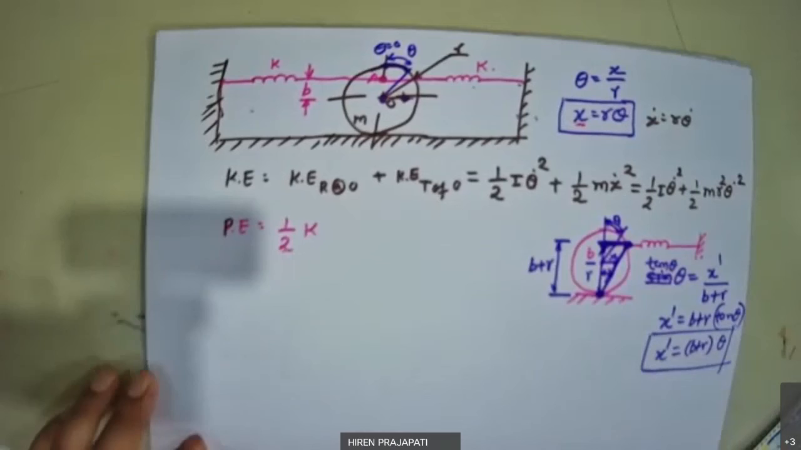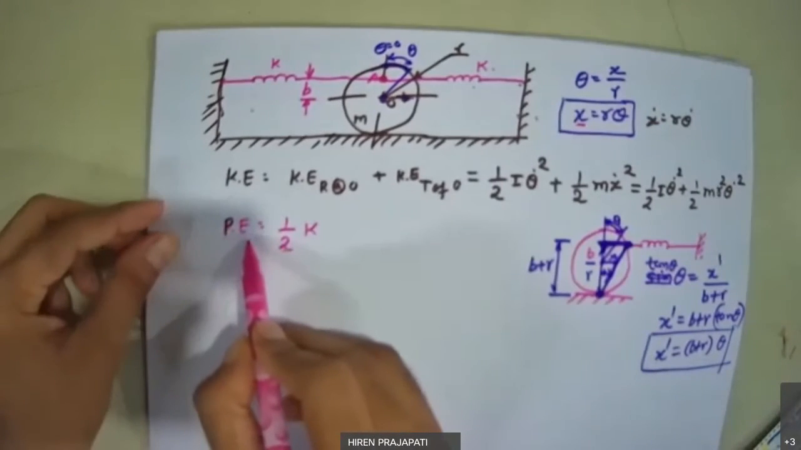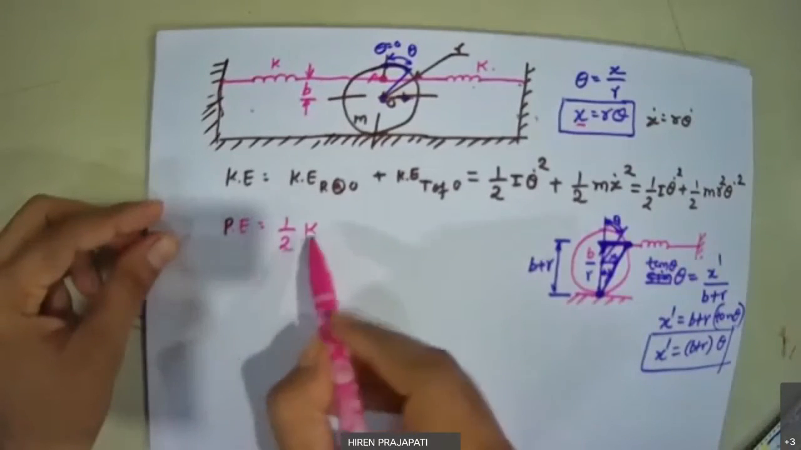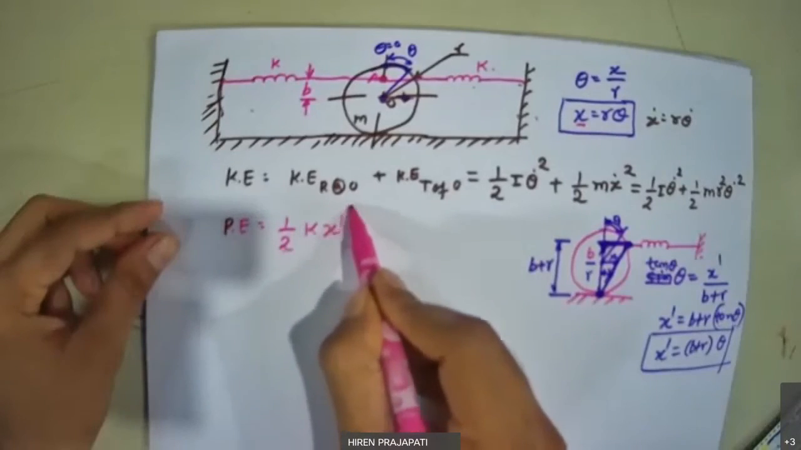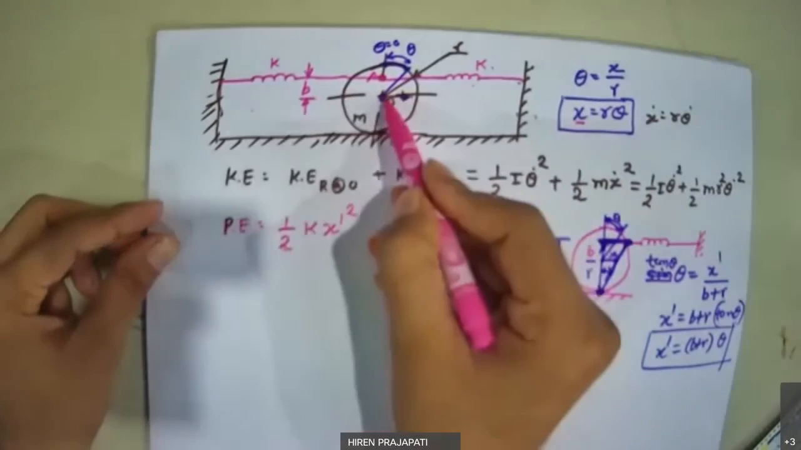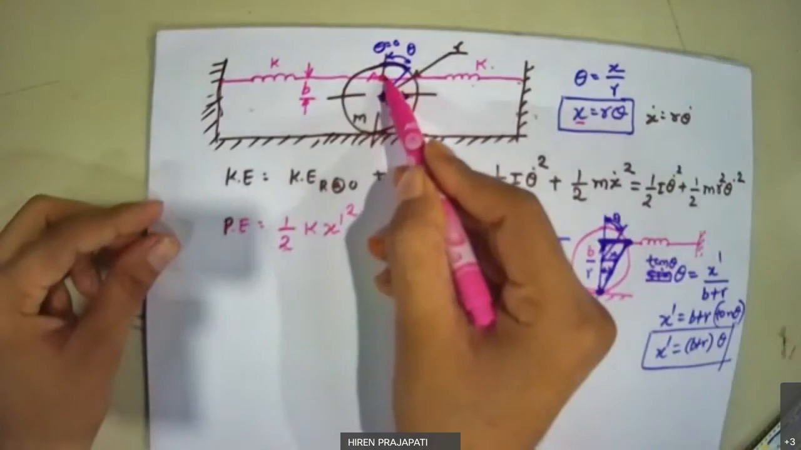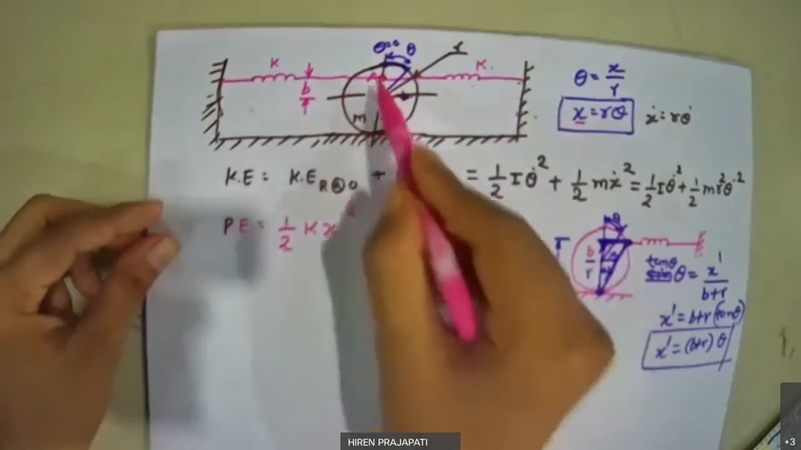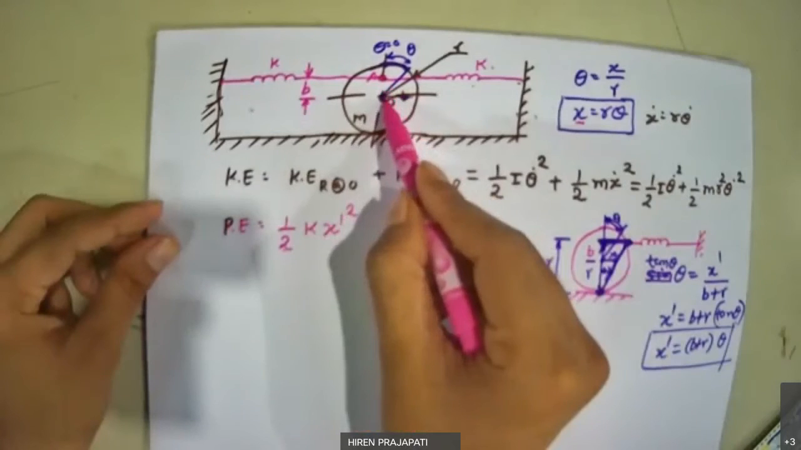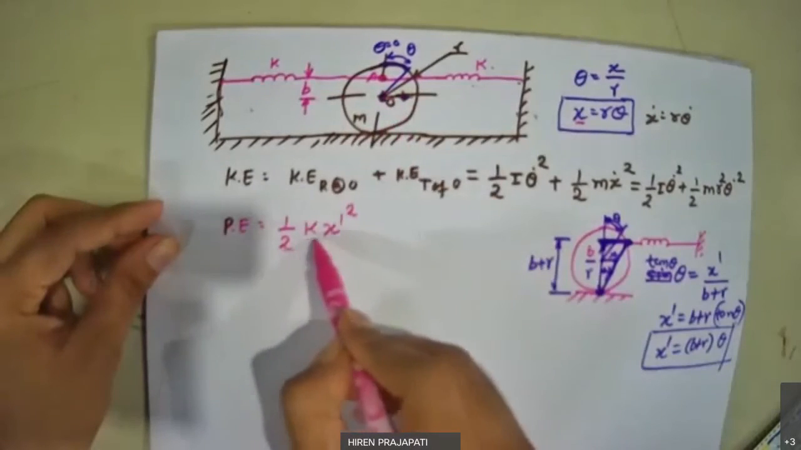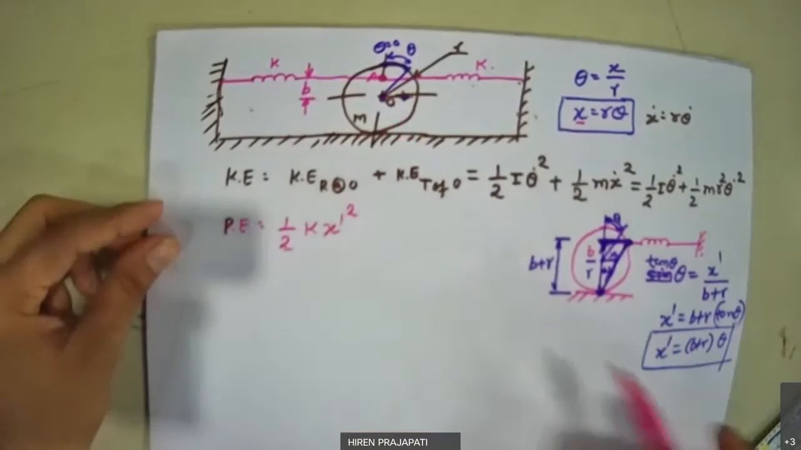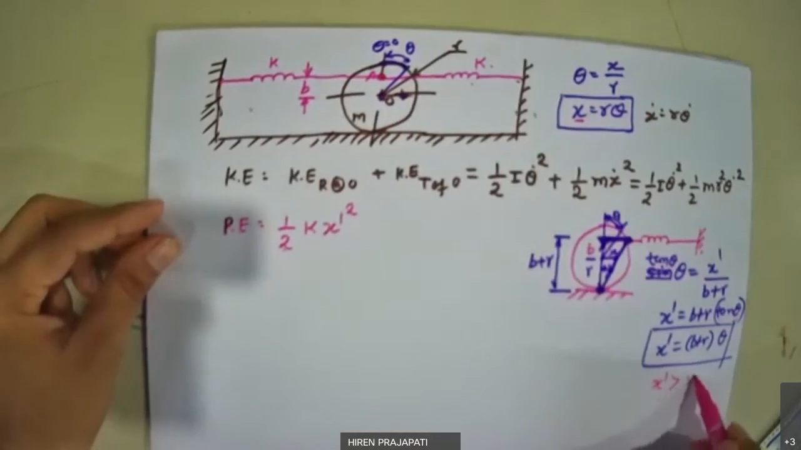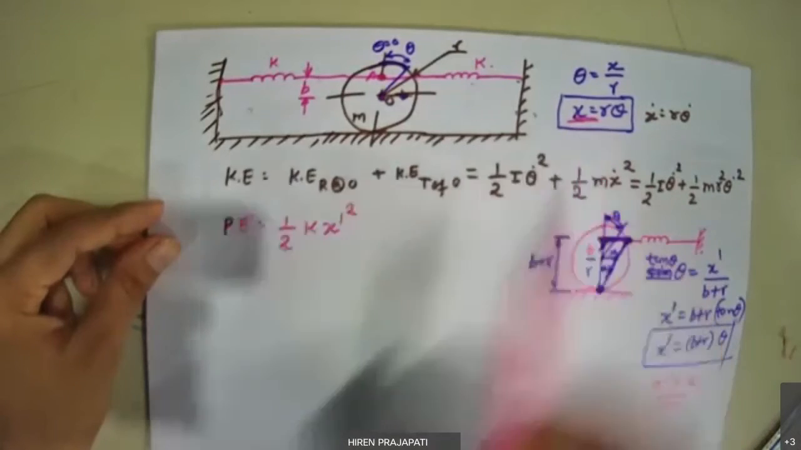Here the potential energy of the spring is 1/2 k x dash square, because the spring has some eccentricity, b eccentricity. If the spring were connected at the center, then we could straight away write 1/2 k x square. But now x dash is greater than x, that we can see here. This is x and this is x dash, right? So x dash will always be more than x.